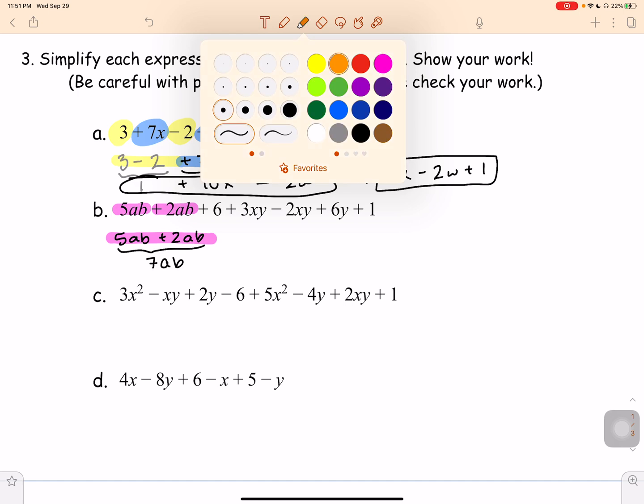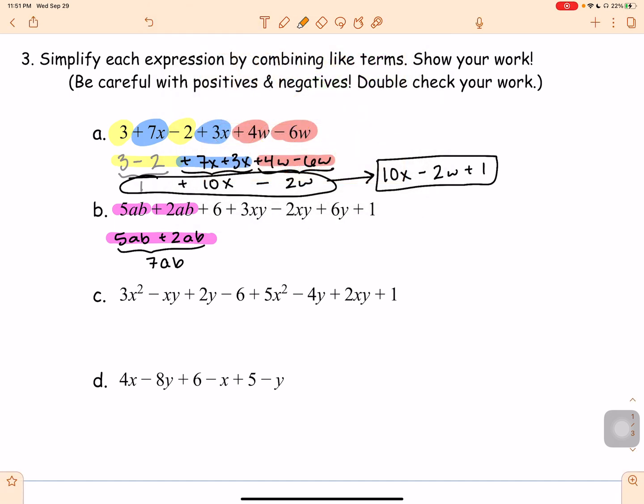Okay, and then I'm already looking for the correct order. So looking at my other terms, I have 6 that has no variable. That's going to go at the very end. But I see xy. That will go before the y term here. So I have positive 3xy minus 2xy. That's going to be a positive 1xy, or you could always just write plus xy.